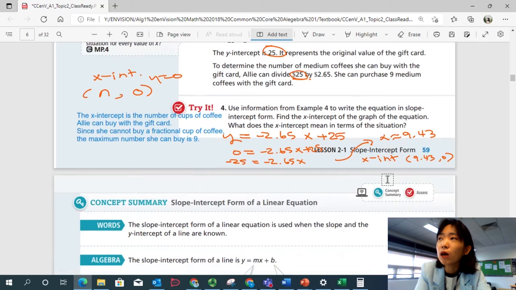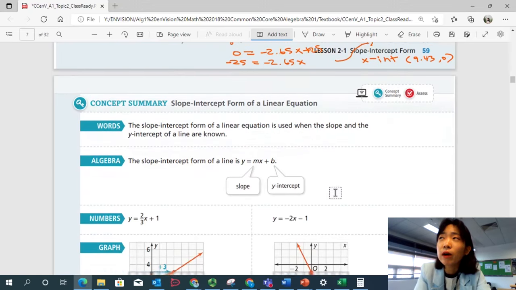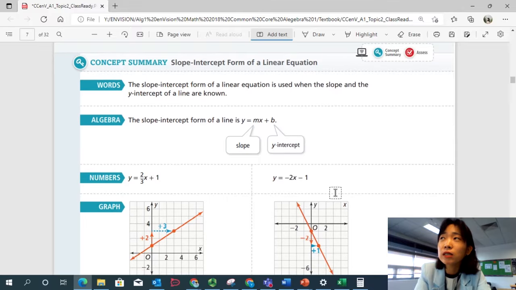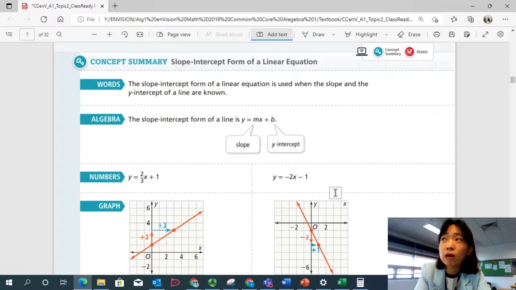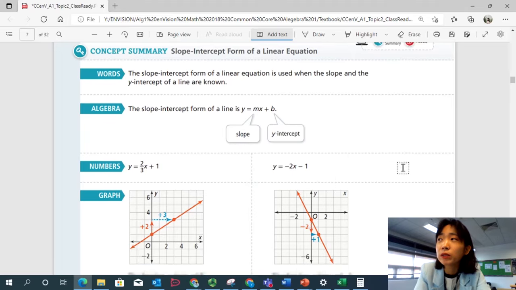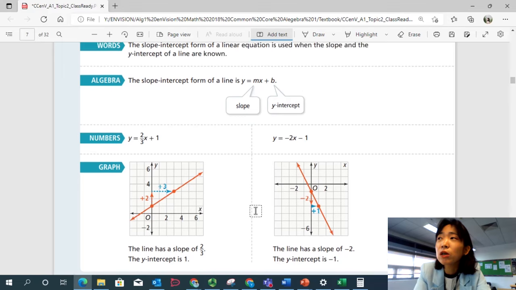Okay. So that was our application problem for lesson 1. Let's summarize our lesson. We learned about slope-intercept form of a linear equation. The slope-intercept form of a linear equation is used when the slope and the y-intercept of a line are known. It's the basic form, the first form that you always learn when you learn about equations of the line, slope and y-intercept. In order to figure out the slope, you just need 2 points. In order to figure out the y-intercept, you need a point and a slope.